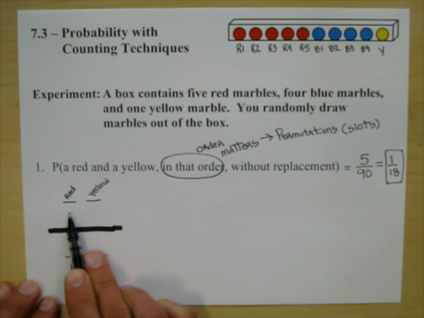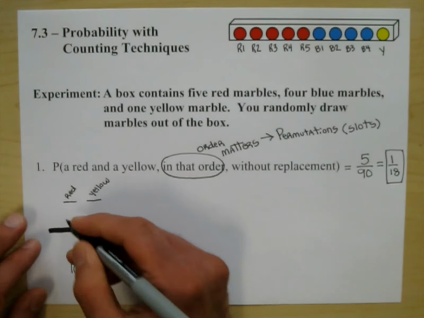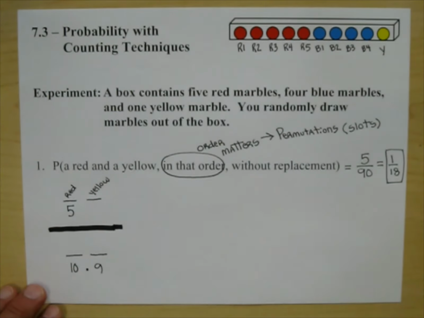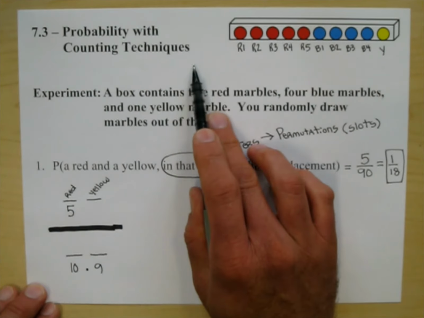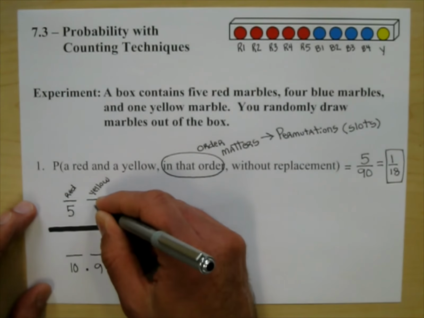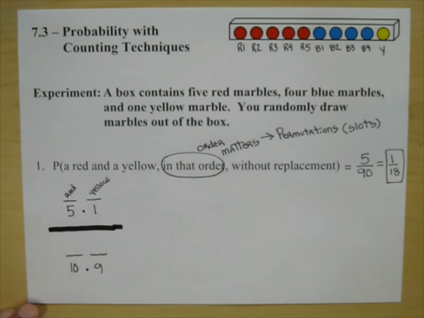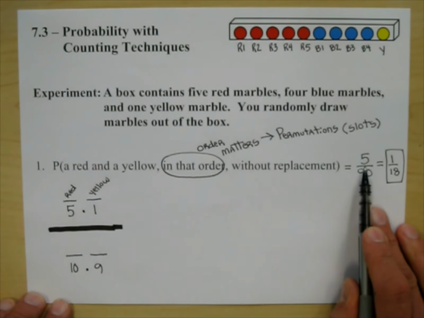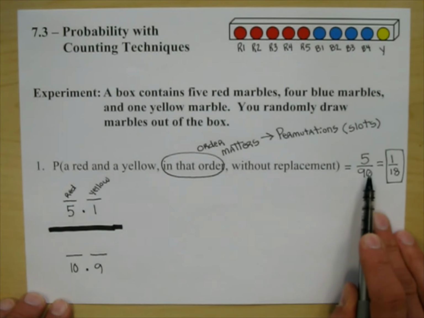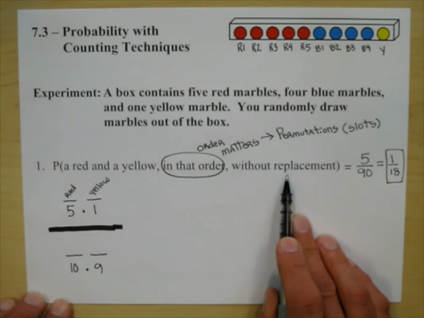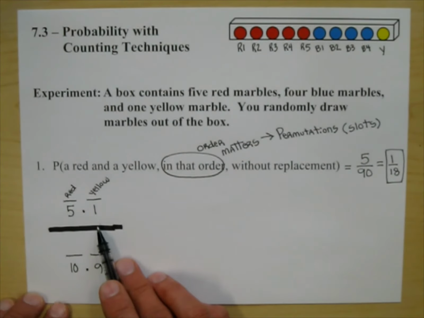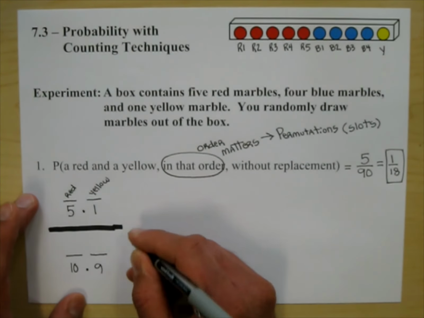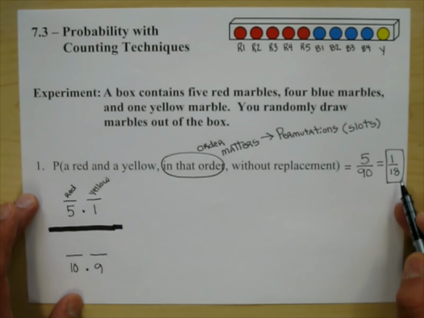Okay, now how many choices do I have for reds? I have 5 choices. And how many choices do I have for yellow? Even though I took the red out, it doesn't really matter. I only have 1 choice for yellow. Look what I have on the top. I have a 5. So this means we can do problems like this without drawing all 90 possibilities for the sample space. We used counting techniques. So what does this give me? It gives me 5 over 90, which is the same answer.